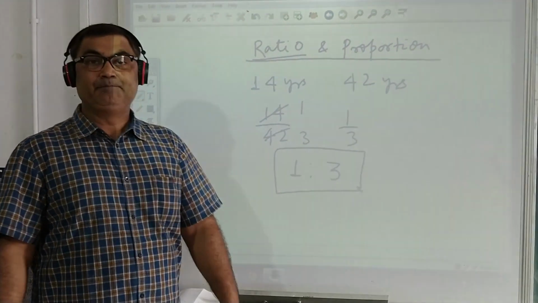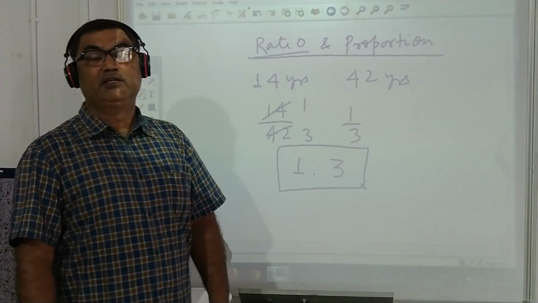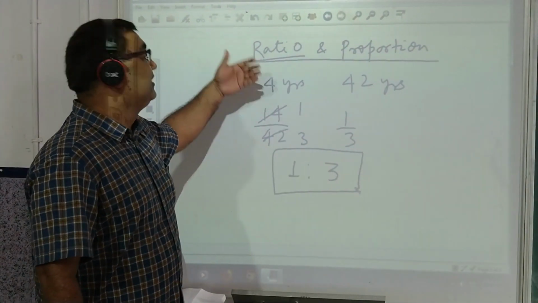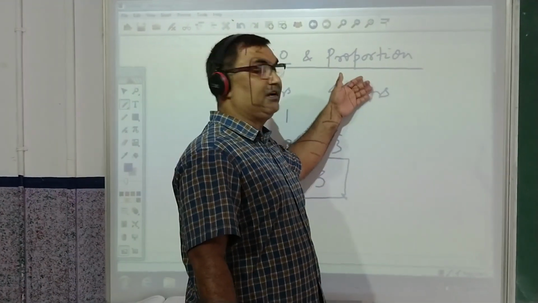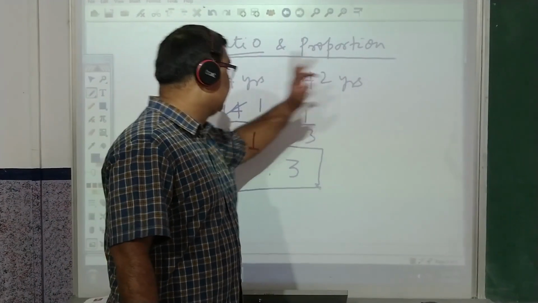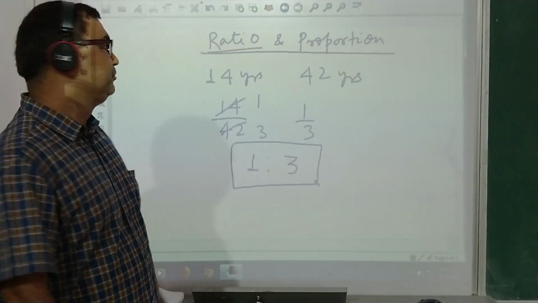So what I said, the ratio is the comparison between two quantities. Here I am comparing the age of a student to the age of his or her teacher. Both have the same unit, so the ratio is 1:3.